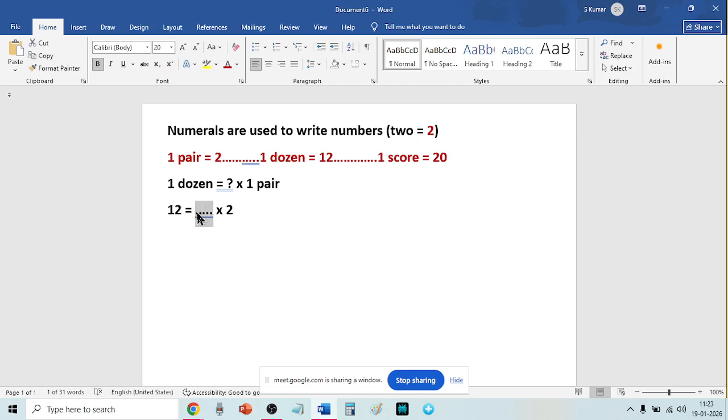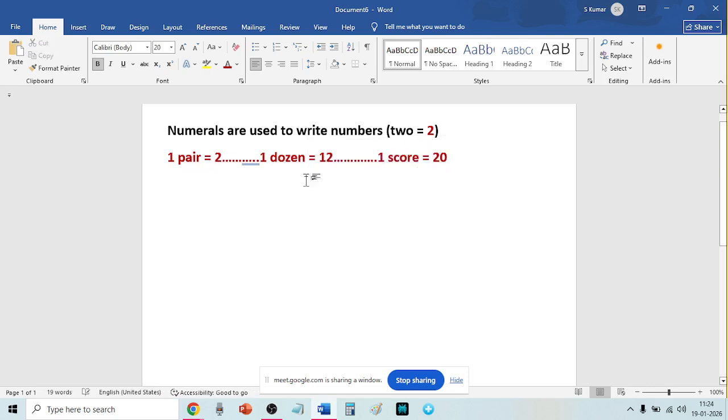Go on saying 1 into 2, 2 into 2. Which one gives you 12? 6. Yeah, 6 into 2 gives you 12. So we say 1 dozen equal to 6 pairs. 6 into 1 pair can be written as 6 pairs. Right?